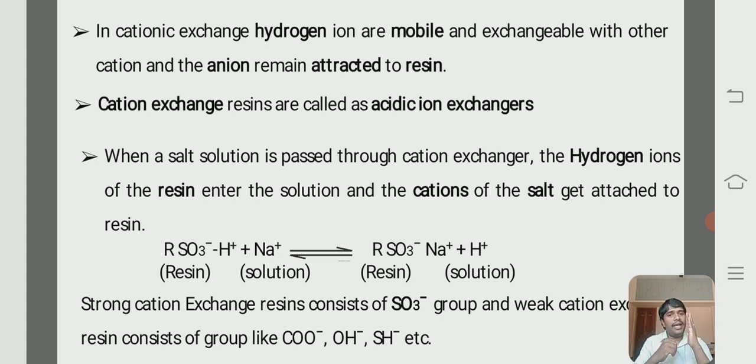So, strong cation exchange resins consist of SO3 minus group, and weak cation exchange resins consist of groups like carboxylic, that is COO minus, phenolic O minus, or SO minus, etc.